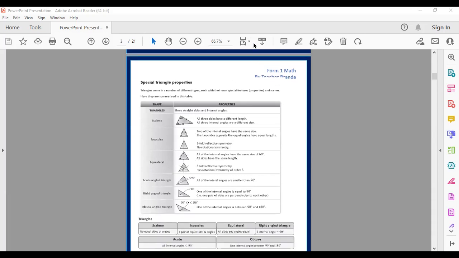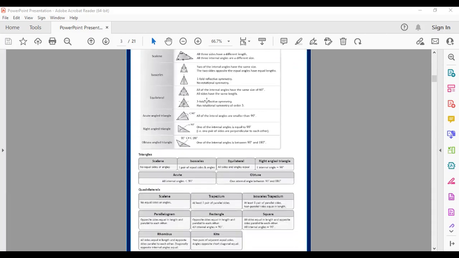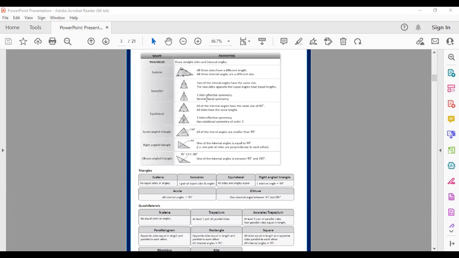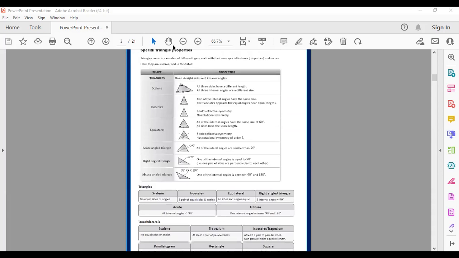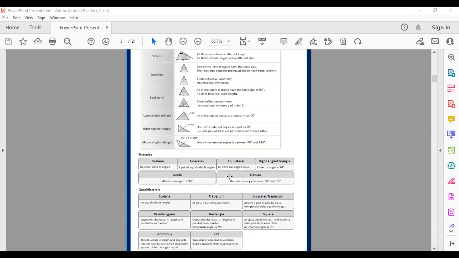I think special triangles, guys, third page, this is also notes. We have done this, so this is a revision for you. Scalene triangle, isosceles triangle, read. Equilateral triangle. Acute angle triangle, what does it mean? Right angle triangle. Obtuse angle triangle, obtuse means one angle is big, between 90 and 180. All right, that's triangles. We have done triangles before.